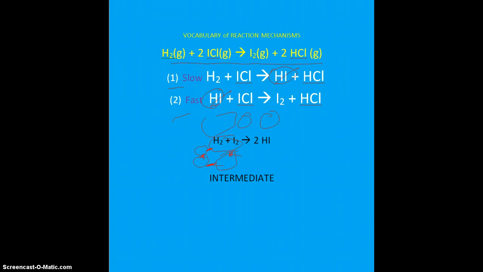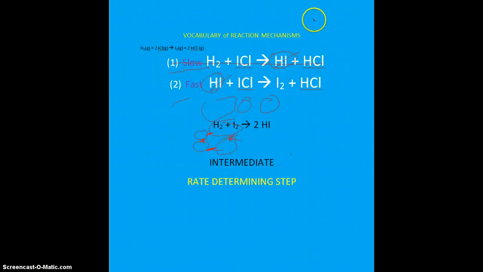Now, a little more vocabulary here in this mechanism. Because the first step is slow, it takes a long time for there to be hydrogen iodide produced that can be consumed in the next step. This next step is much faster. And so we call the slowest step of any mechanism the rate determining step. The rate determining step is always the slowest step in the mechanism. And it's called the rate determining step because literally it determines how fast the reaction can run.